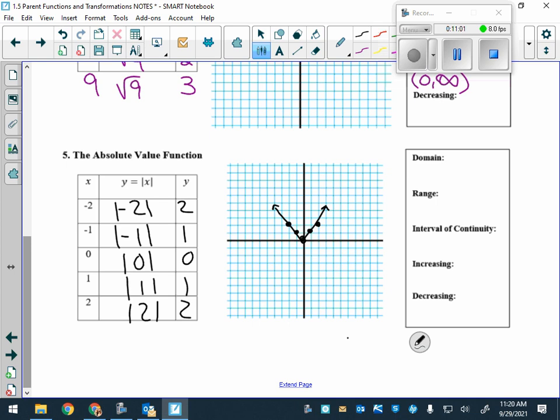Absolute value. Lindsay, what's my domain? Good. Finn, what's my range? Awesome. Good. Gavin, what's my interval of continuity? Good. Lizzie, where am I increasing? Awesome. And Joshua, where am I decreasing? Yep. Good job. So what is this similar to?